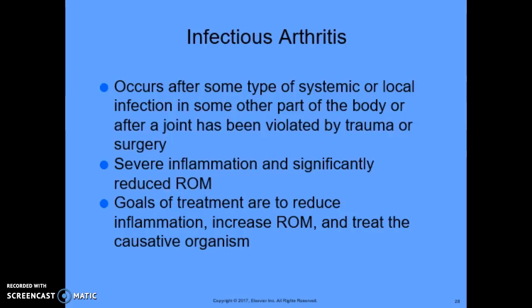Infectious arthritis. So infectious arthritis occurs after some type of systemic or local infection in some other part of the body or after a joint has been violated by trauma or by surgery. Severe inflammation and significantly reduced range of motion occur. Goals of treatment are to reduce the inflammation, increase the range of motion, and to treat the causative organism. How do you think that a diagnosis here is determined? So to determine the diagnosis for the infectious arthritis, the provider may order an X-ray evaluation and a bone scan, and the physician may withdraw some synovial fluid for microscopic examination and culture.